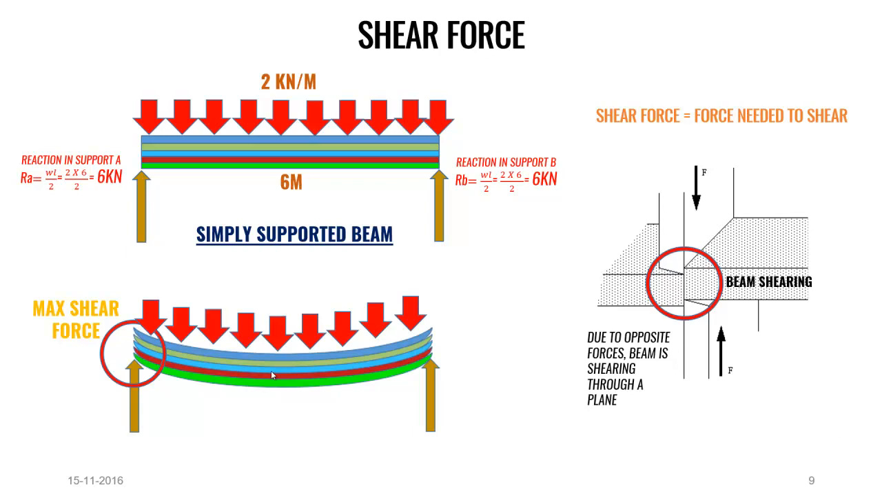And to calculate the shear force, you have to use this equation WL/2, where W is the given load and L is the length of the beam. So we got 6 kilonewton as the shear force which is applied to this beam.